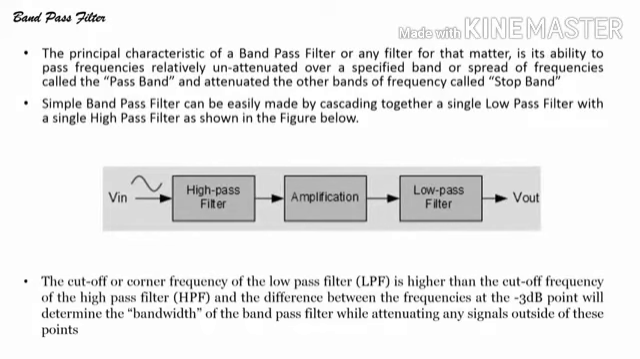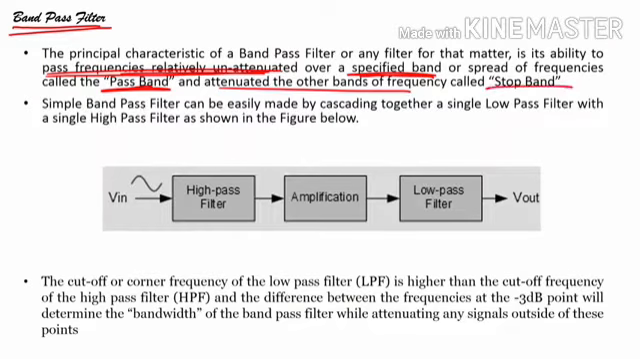A band pass filter, correct. Now, the principal characteristic of a band pass filter, or any filter for that matter, is its ability to pass frequencies relatively unattenuated over a specific band of frequencies called the pass band, and attenuate the other band of frequencies called the stop band, correct. We have seen that when you design a filter, a certain band of frequency is allowed to pass, which is called the pass band, and certain frequencies that we do not want are attenuated, which is called the stop band. Very simple, right?